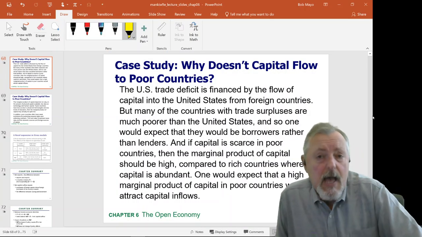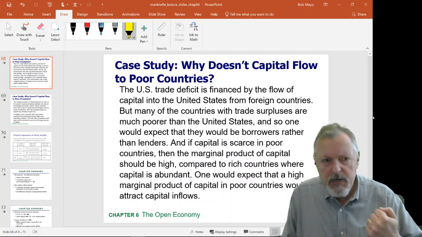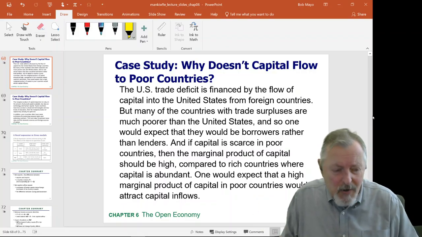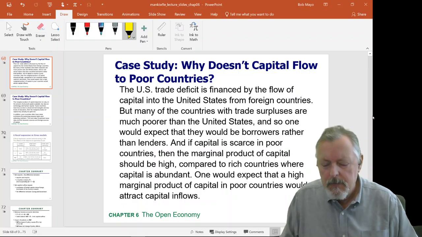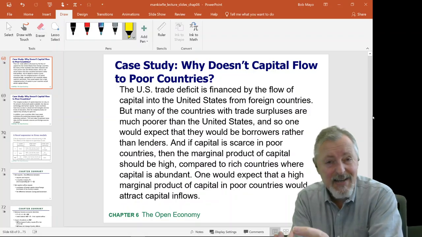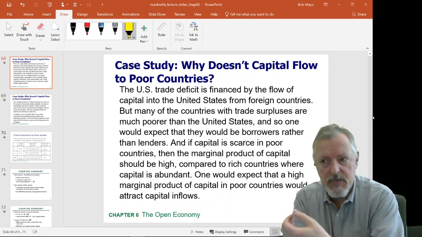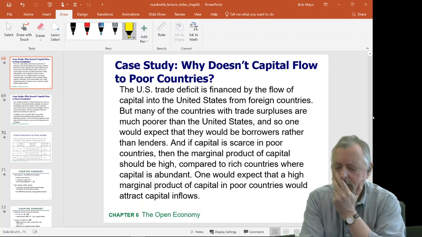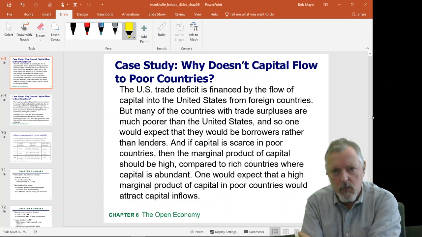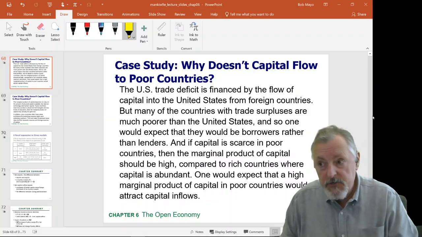There is a marginal return to capital. If you have very little capital, getting some will increase your output a lot. If you already have a ton of capital, you're up to your neck in capital, getting more isn't going to increase output that much. Well, that means that capital sent to a country that doesn't have a lot of it should produce a higher rate of return than capital sent to a country that already has a lot. If that's the case, then capital should flow from rich countries that have a lot to poor countries that don't, because you get a higher rate of return.